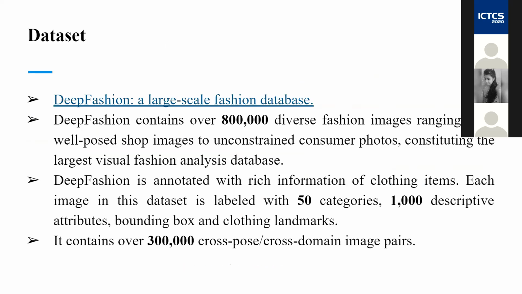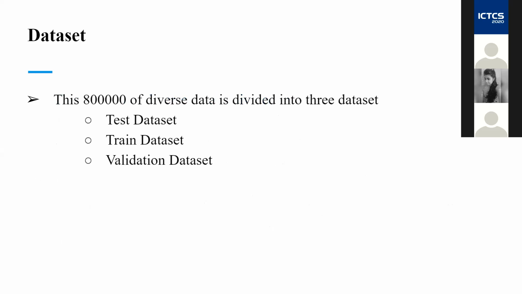DeepFashion contains over 8 lakh diverse fashion images, ranging from well-posed shop images to unconstrained consumer photos, making it the largest visual fashion analysis database. DeepFashion is annotated with rich information about clothing items. Each image in the dataset is labeled with 15 categories, 1000 descriptive attributes, bounding boxes, and clothing landmarks. It contains over 3 lakh cross-pose, cross-domain image pairs.